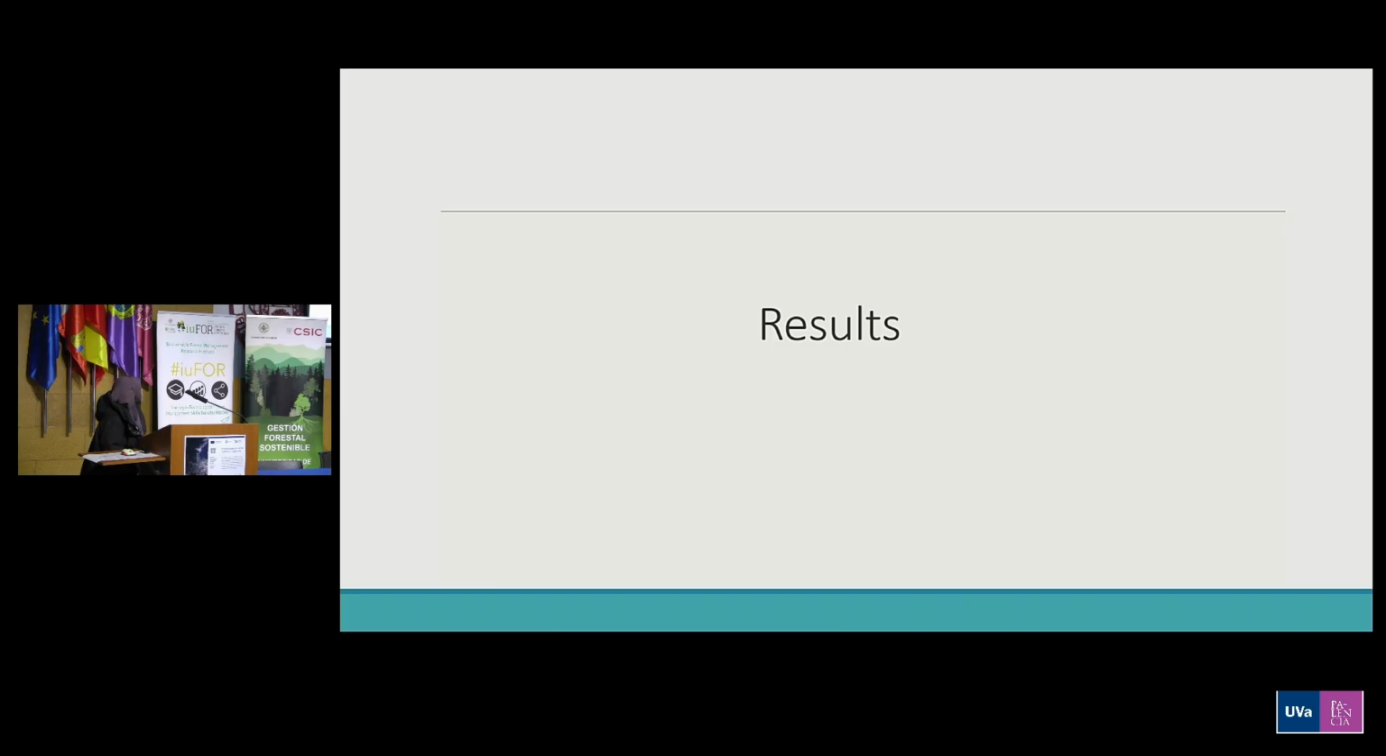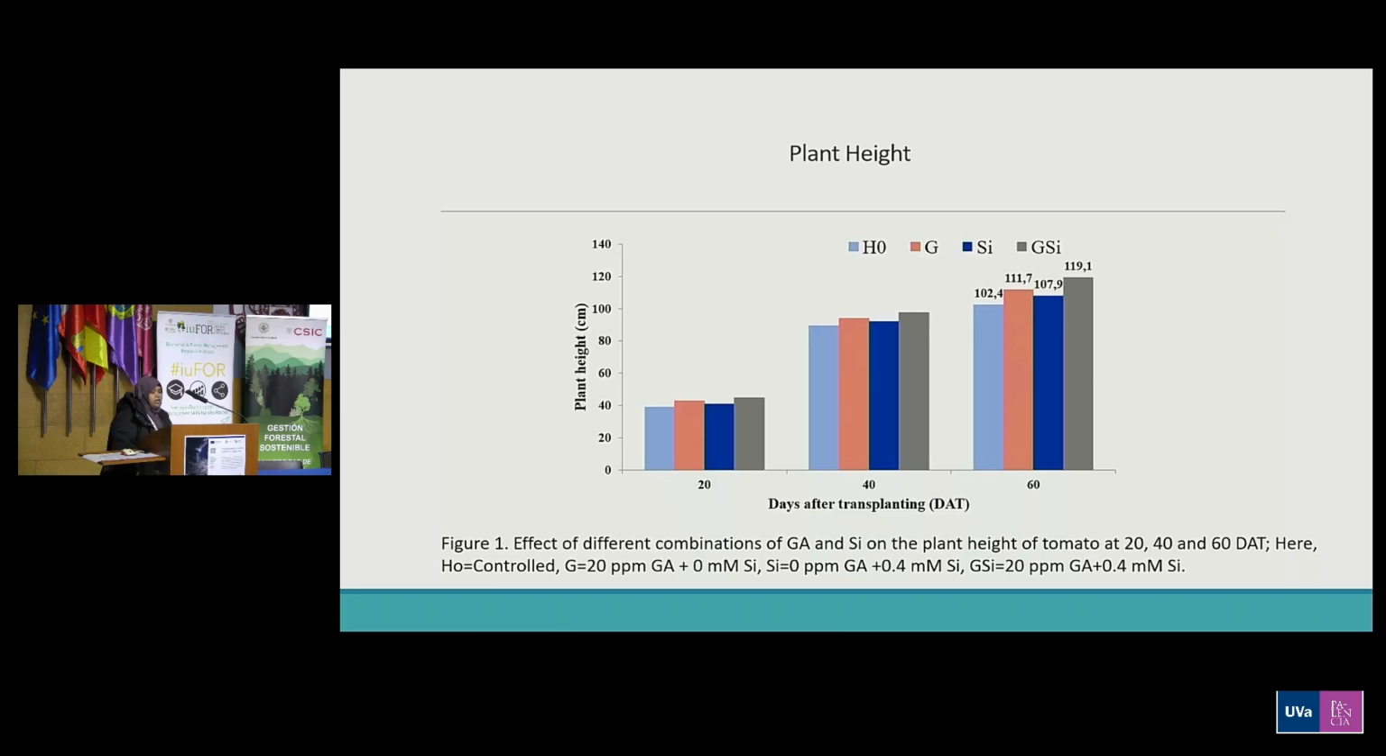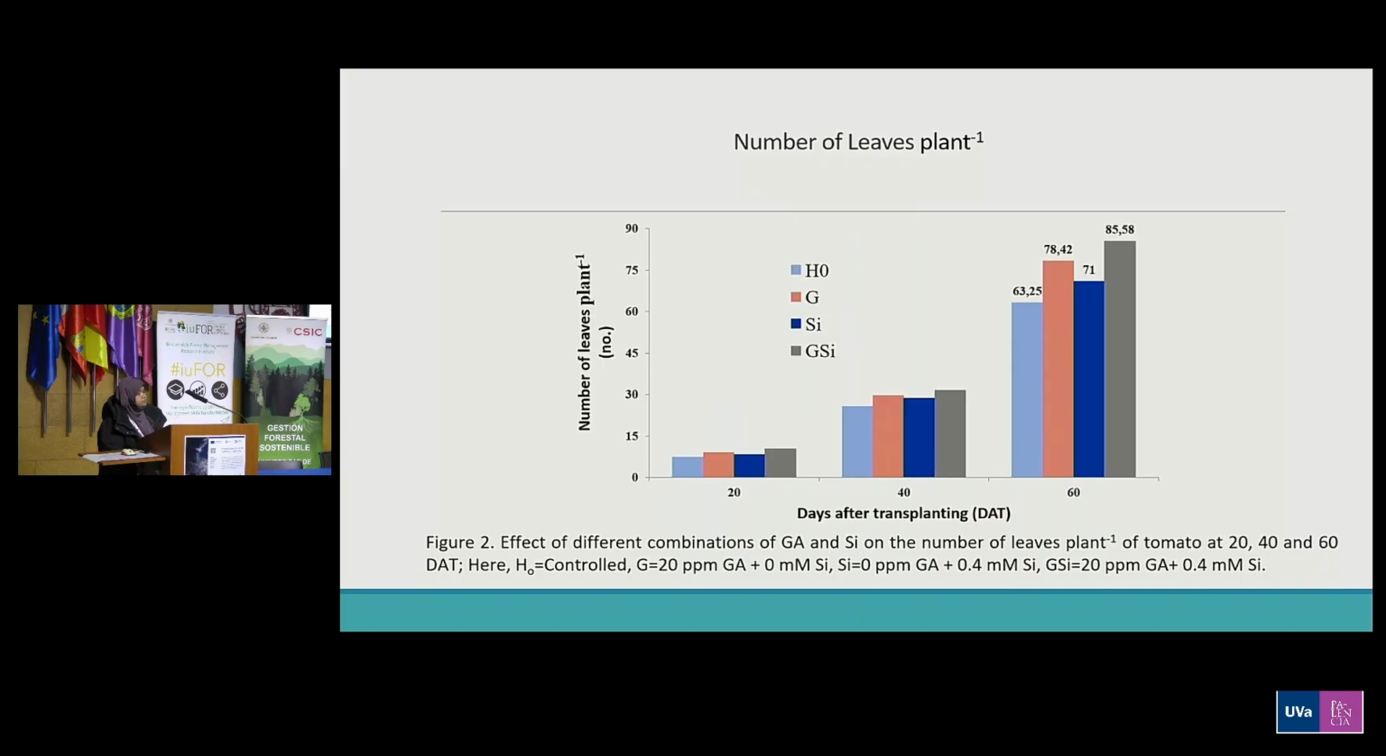I would like to share some of the results from my experiment. First of all, the plant height. The plant height was highly affected by the gibberellic acid. It was increased by it, and it increased more than with the application of silicon. But when I combined the application of gibberellic acid and silicon, the plant height was highest. Next, the number of leaves per plant was found highest during combined application of gibberellic acid and silicon.